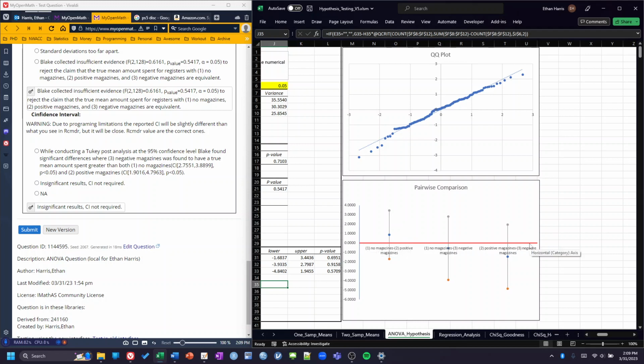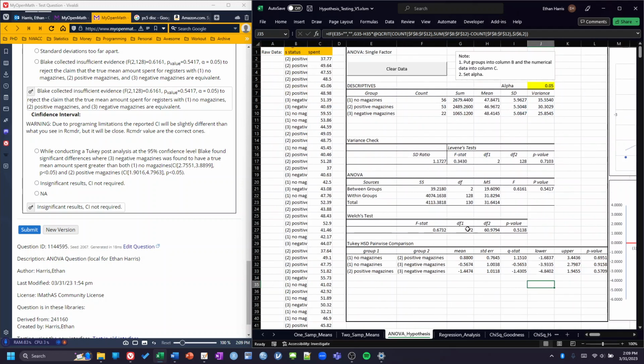And the red line is representing our null hypothesis. And we notice that each of these pairwise comparisons capture our null hypothesis. And so overall, we had insignificant evidence, or our evidence didn't suggest that any of these pairwise comparisons were different from one another. Okay, so that's how you do an ANOVA hypothesis test.